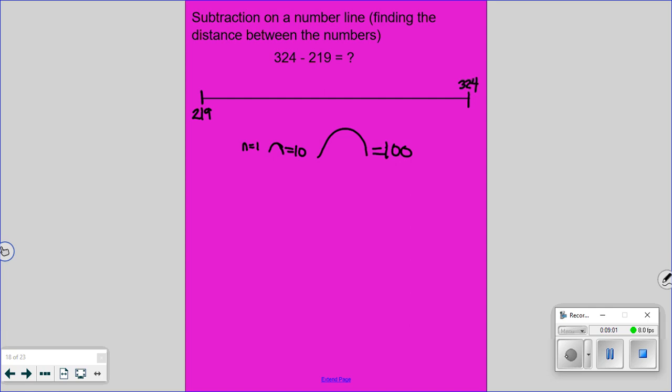Because I want to see if I can do 100 hops. What's 100 more than 219? All right, 319. Is 319 on this number line? Yes, it is. It's before 324, so I know it'll fit. That's exciting because 100 numbers would take a long time. 319 is going to be pretty close to 324. There's my big hop. Look how many numbers we just hopped through.